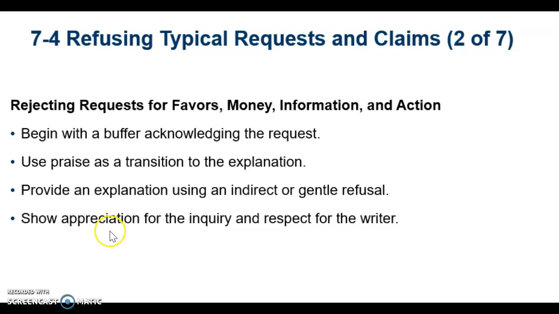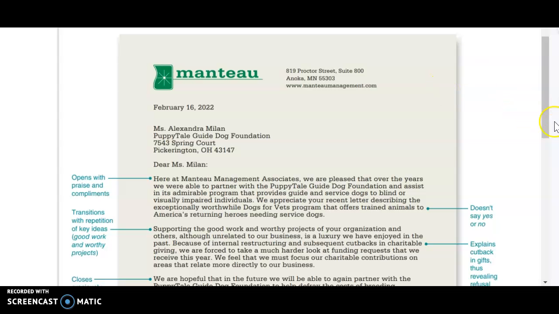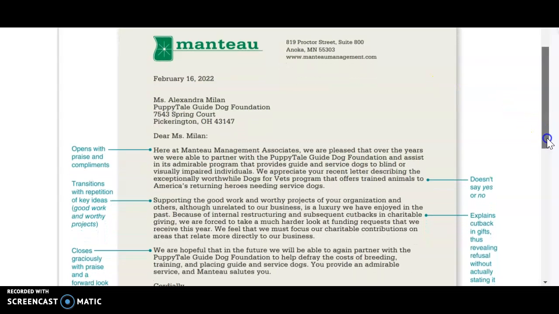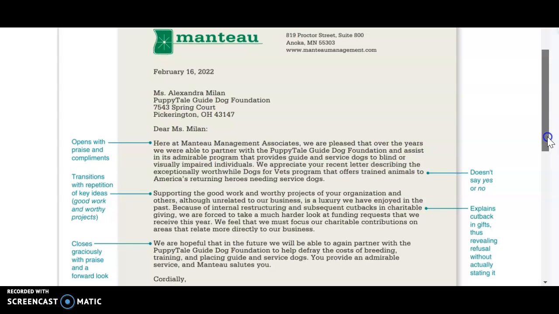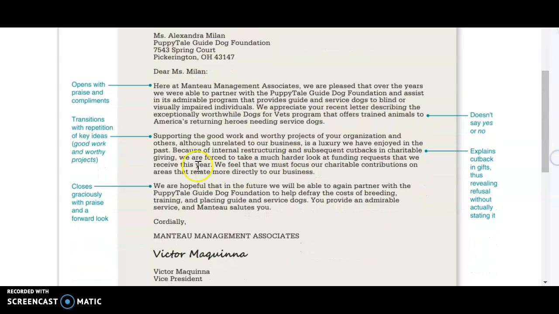Remember, begin with the buffer. Use praise or transition for the transition to the explanation. Provide the explanation using an indirect or general refusal, and show appreciation. So here is a refusal letter. It opens with praise and compliments. We appreciate your recent letter. Doesn't say yes or no. Then transition with key ideas.